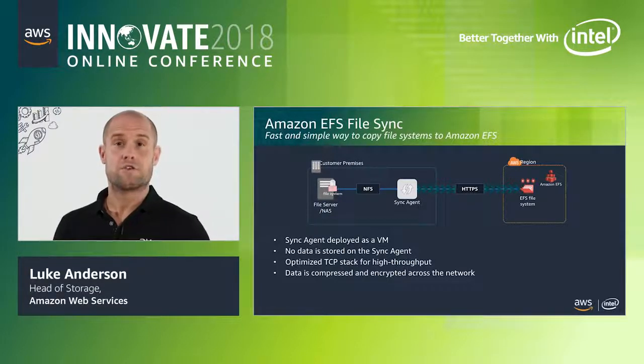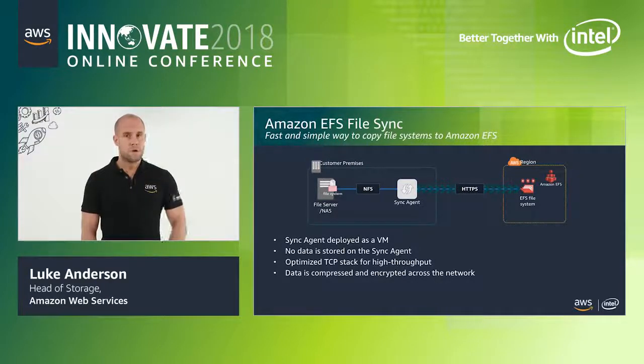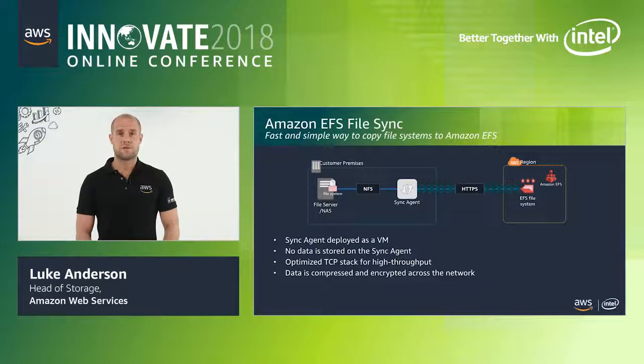Again, we do that over an encrypted connection that is also compressed prior to transfer. We do this using multiple TCP flows with an AWS developed TCP stack that has been tuned for high throughput and to be able to deal with things like packet loss and packets out of order, typically things you're going to see if you're going over a VPN connection over the internet. This enables you to get the highest possible performance when migrating those file systems.